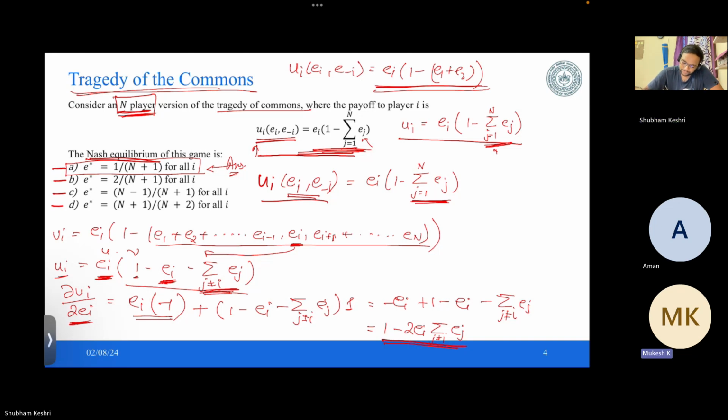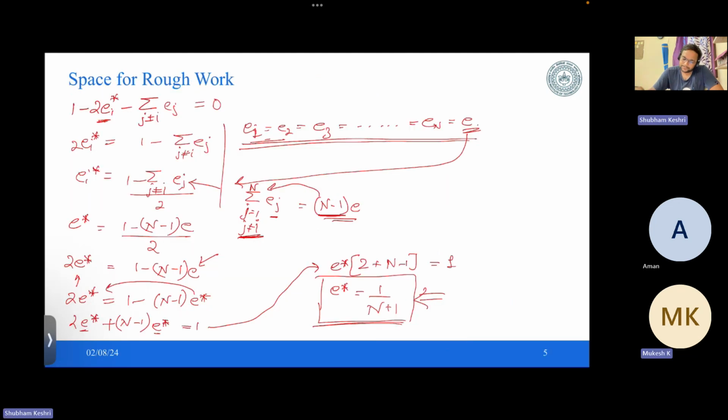A into B, you have done. Okay, fine. But why is that -1? Because when you take the first term, the differentiation of EI will be EI into 1 only, no?